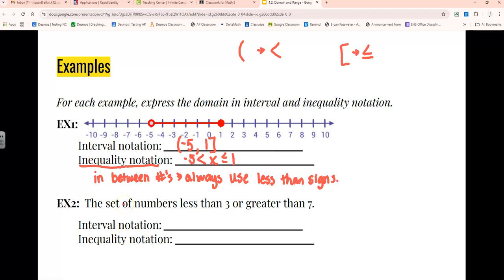Okay, questions there? All right, so next one they've given it to us in words, the set of numbers less than 3 or greater than 7. So I'm going to make myself a number line here. I got 3 right here. I got 7 here. So it's a set of numbers less than 3, which means less than means don't include the 3, but it's everything below the 3. And greater than 7, so that also does not include the 7. It's everything above the 7.